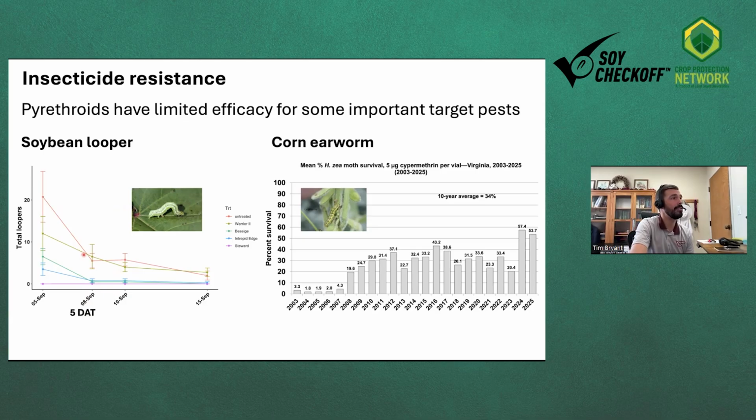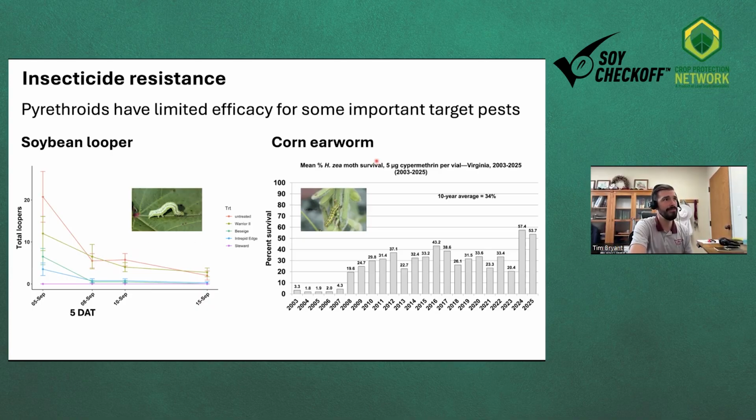So if you're going out and making that auto application and you do have soybean loopers at threshold and they need to be treated, this particular application, if you go with that broad spectrum pyrethroid, is not going to be effective. So just like if you sprayed and you didn't have an insect, you're spraying for an insect where that insecticide's not going to work very well. And again, you're just wasting that application cost essentially.